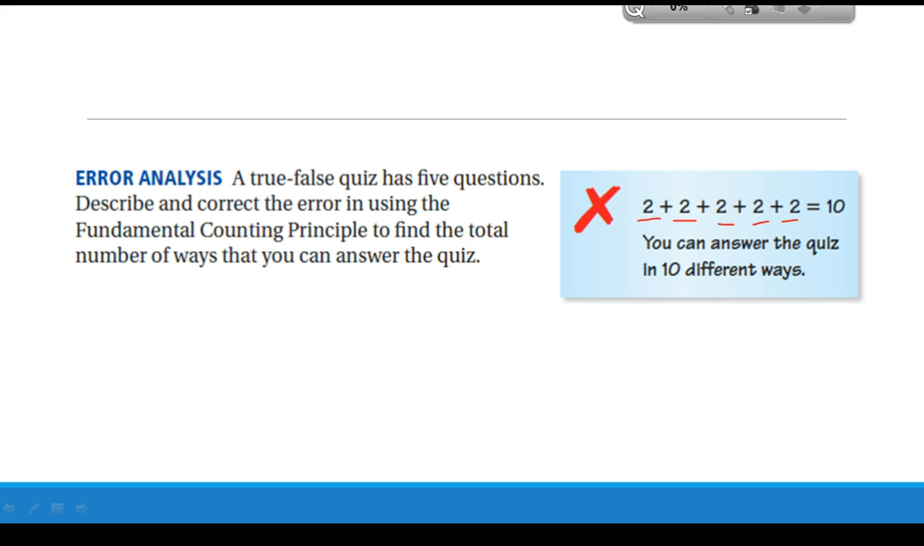Right, we're supposed to times these. These should be times 2, not plus 2. Okay. So these are times and not plus. So this should actually be 2 times 2 times 2 times 2 times 2, or 2 to the 5th, which is 32.